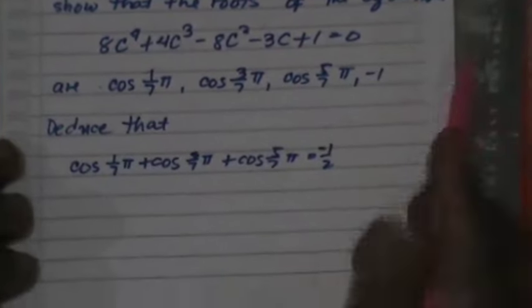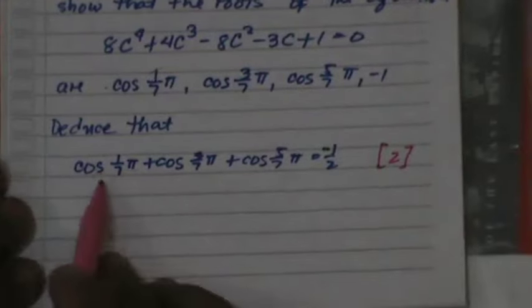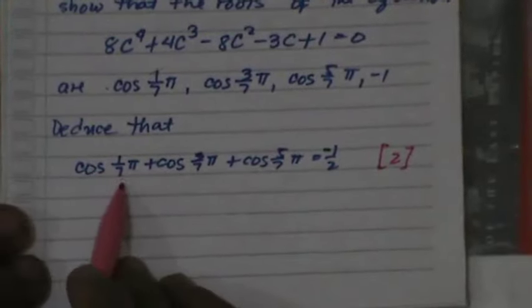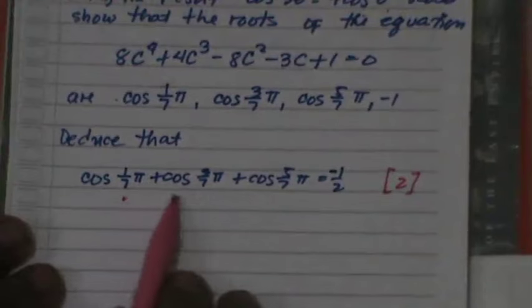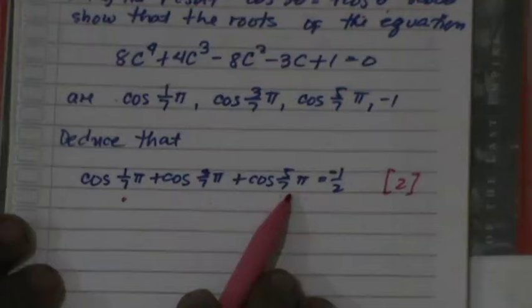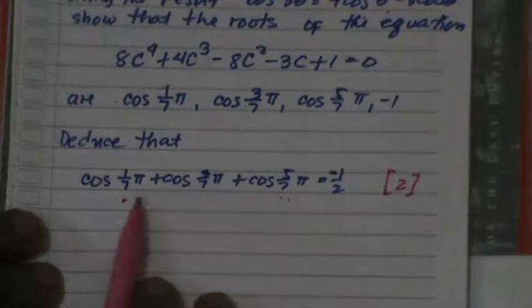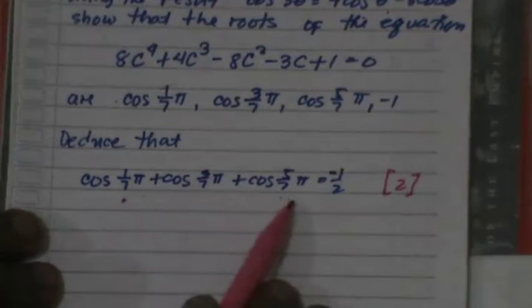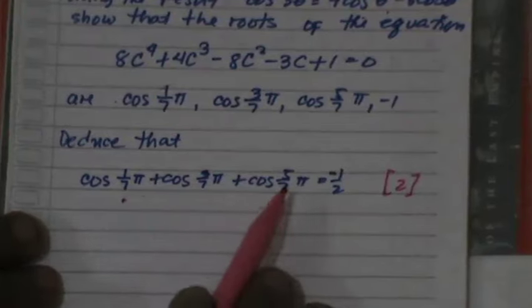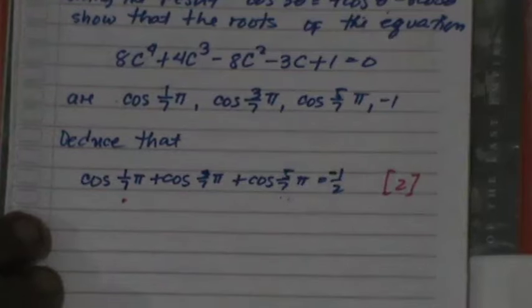And the last one, by the way, is 2 marks. Deduce that the cosine of pi over 7 plus cosine of 3 pi over 7 plus cosine of 5 pi over 7 is equal to a half. So as you can see, this one is actually the sum of your roots. Alright? So this is the sum of your roots. Now, how shall we do that? How shall we find the sum of the roots?